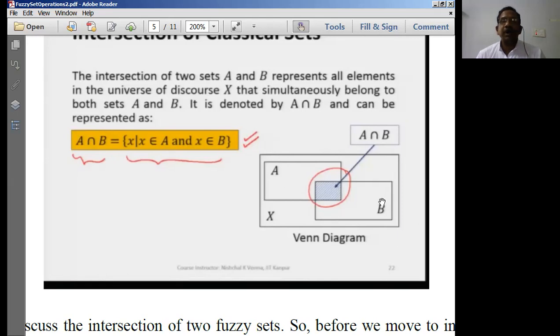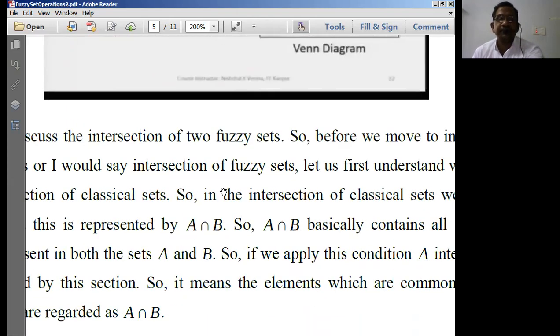So the intersection of A and B is nothing but the common elements between A and B coming as the outcome. That is what is called A intersection B, which is the same as the classical set theory which we discussed.